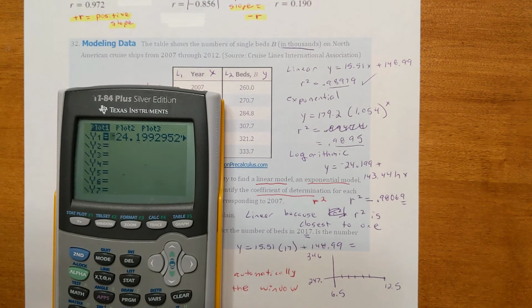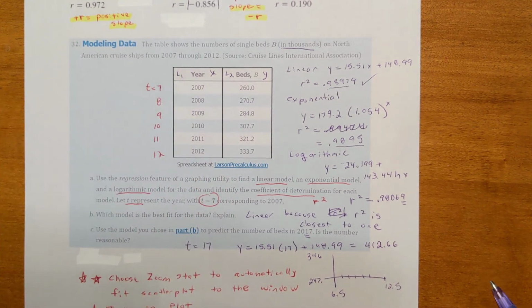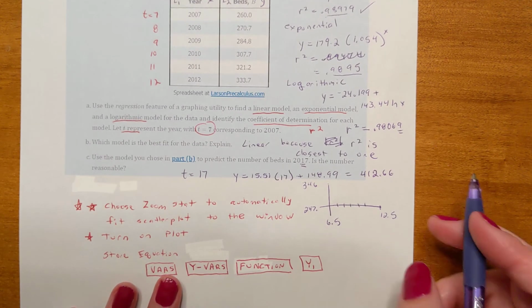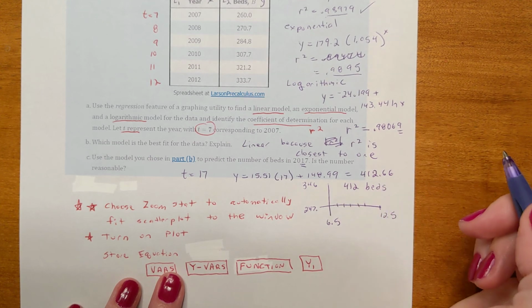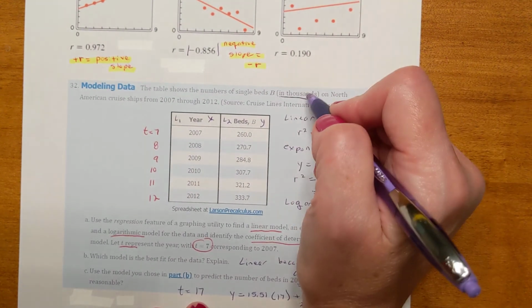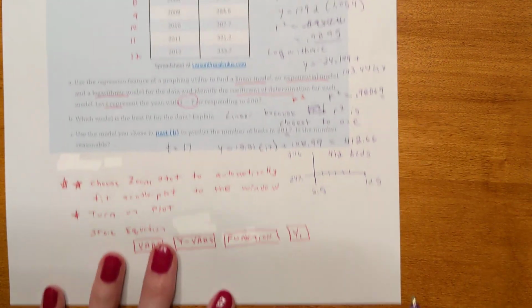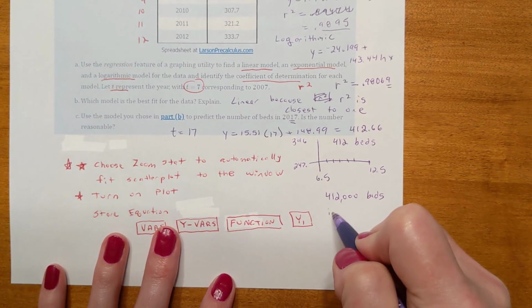So 15.51 times 17, and then plus 148.99, and we got 412.66. Or I'm going to round down because we can't round up to a bed. So we have 412 beds in 2017. And wait a minute, all right, I don't know if someone caught it here already before I said it, but the original thing said everything's in the thousands. So technically we have 412,000 beds in 2017.